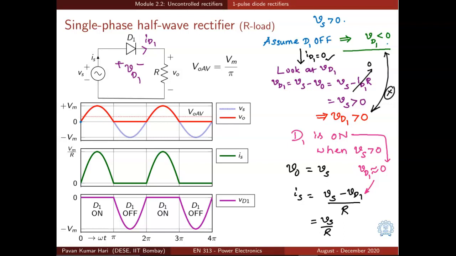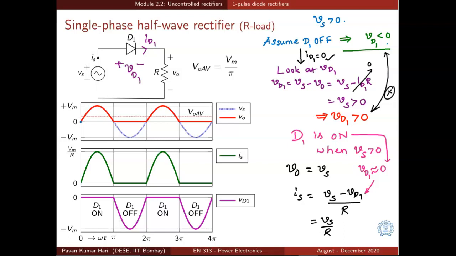Vs minus Vo, where Vs is the source voltage. What is Vo? Vo is the voltage across the resistor, which is ID1 times R. And ID1 is 0 because we assume that the diode is off, so no current is flowing in the circuit. So VD1, the voltage across the diode, becomes equal to Vs, which is actually greater than 0. That means the voltage across the diode is greater than 0. That contradicts the assumption of the diode being off.